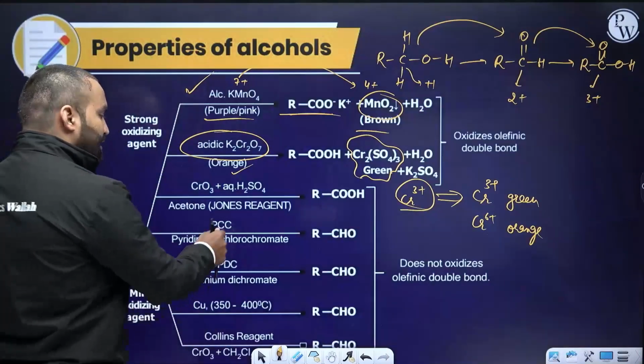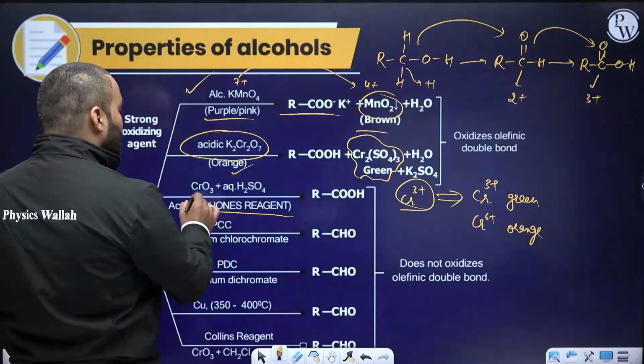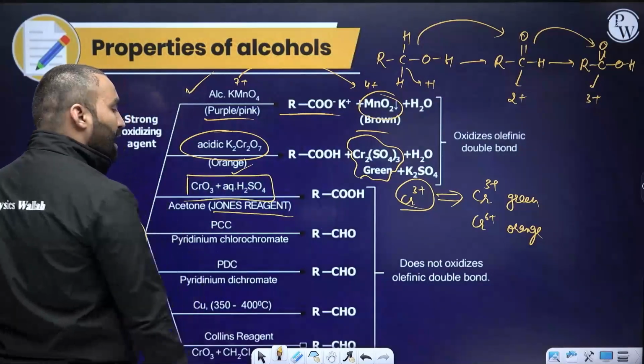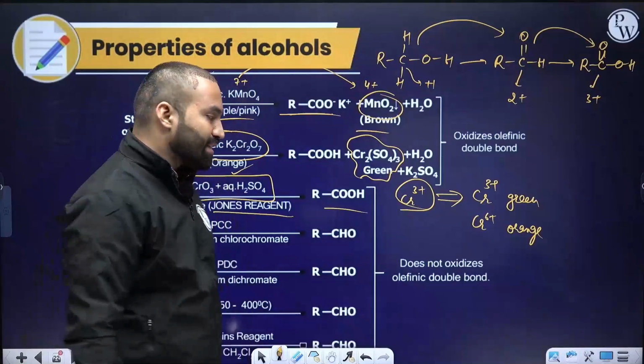Okay. Now there is another reagent called Jones reagent. Jones reagent will oxidize. It's a combination of CrO3 in aqueous H2SO4. Again, oxidation happens up to the acid.